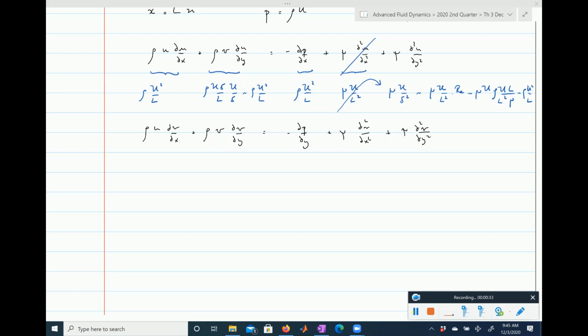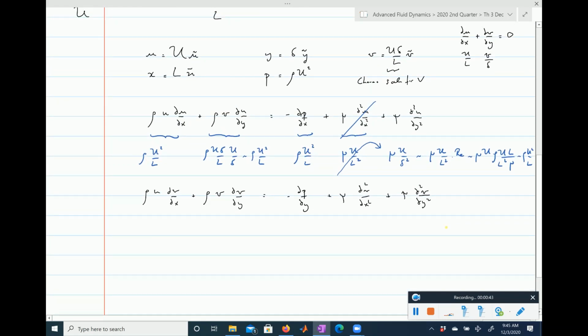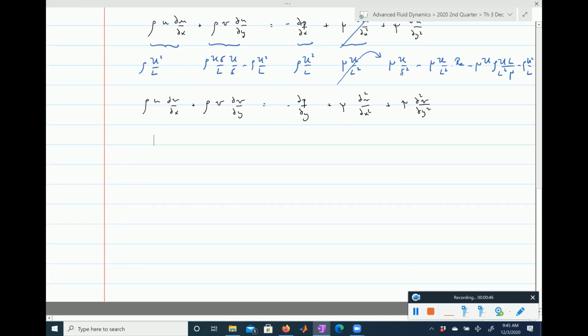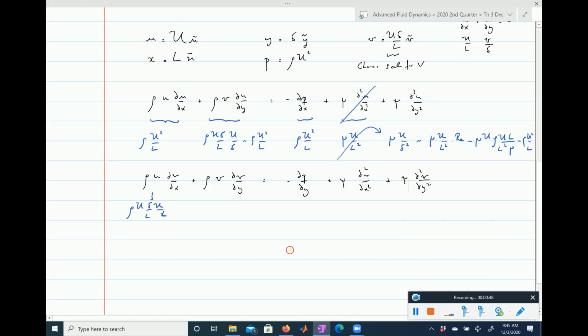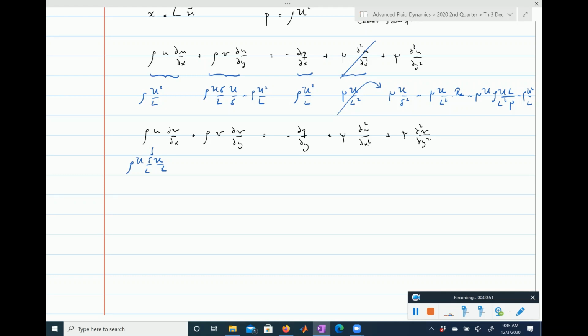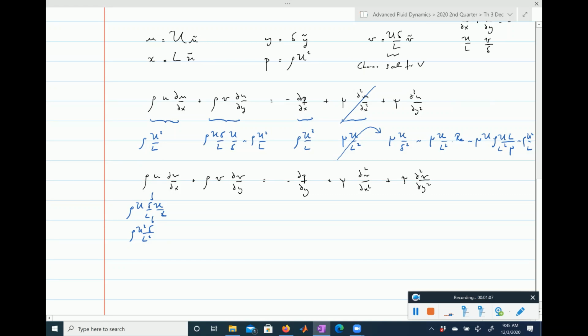So let's look at the first term here, the term which is rho u dv dx. So it's going to scale with rho u times the velocity scale for v, which is u delta divided by L, divided by L. So when we put all this together, this scales with rho u times delta divided by L. This here is our scale for v times u divided by L. Sorry, this is u. This is our scale here for v. And this here is L. So when we simplify, this term scales with rho u squared delta divided by L squared.